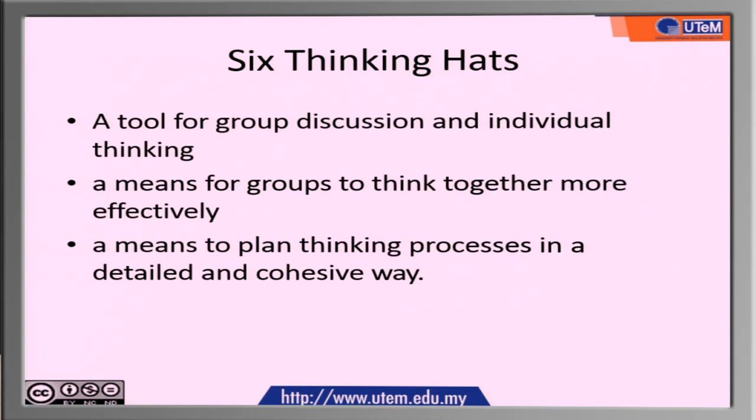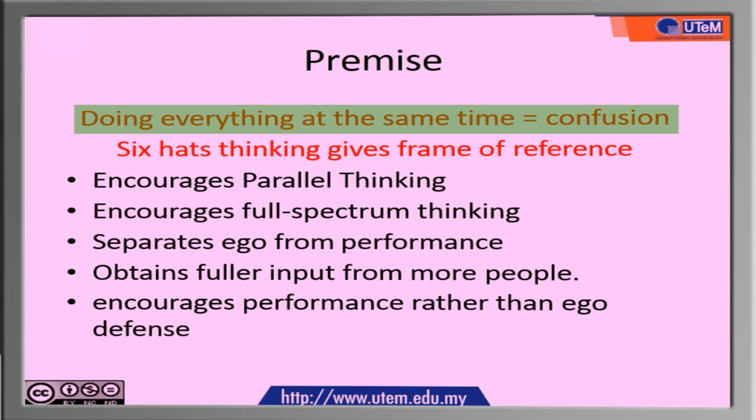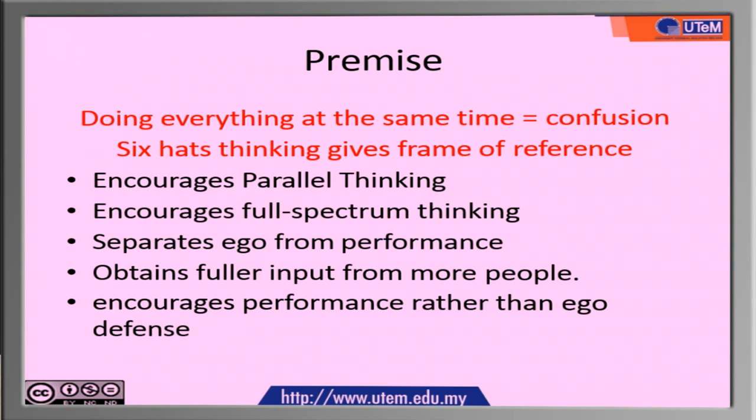Now, the premise of Six Thinking Hats is this. Doing everything at the same time would only create confusion. Basically, Six Thinking Hats would help you and give you a frame of reference. There are five advantages of Six Thinking Hats. The first one, Six Thinking Hats encourages parallel thinking. Second, it encourages full spectrum thinking. Third, it separates ego from performance. Next, it allows the obtaining of fuller input from more people. And finally, it encourages performance rather than ego defense. What do I mean by this?